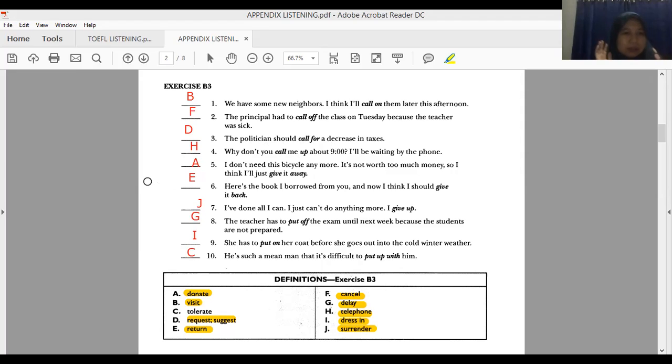So that way we need to sharpen our ear. Kita perlu mempertajam telinga kita, such like this. Call off. The principal had to call off. They don't say call off. Ya, kalau baik mereka bakal kasih jelas ngomongnya. Had to call off, that sometimes call off the class. Then call me up, call me up. Kan kalau consonant meets vowels, mereka di linkage. Give it away, give out, put off.